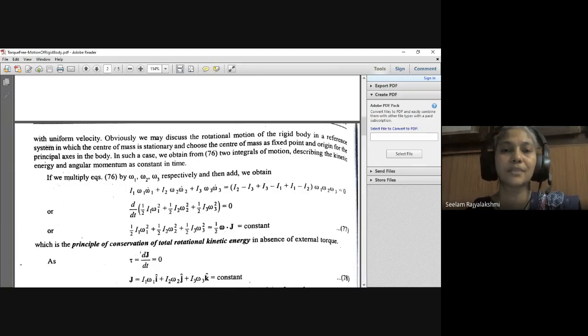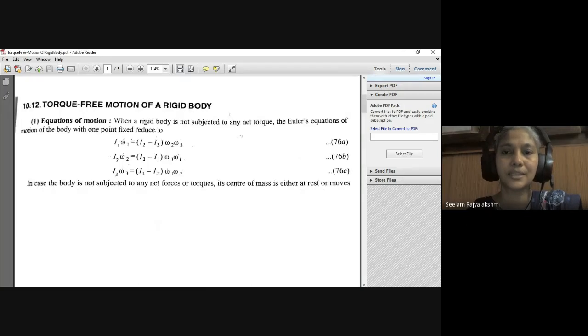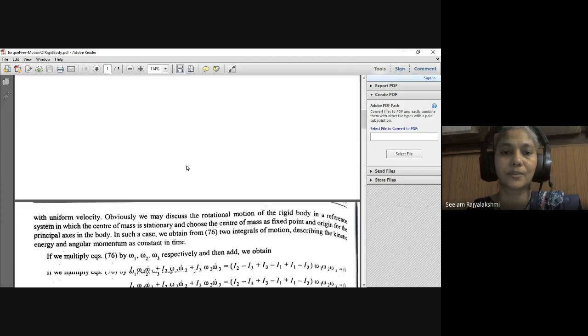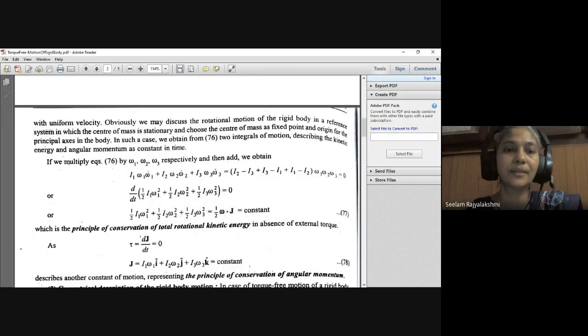So now let us consider equations number 76a, 76b, 76c. These three equations: let us multiply omega 1 with 76a, omega 2 with 76b and omega 3 with 76c. Then add all those equations. Then we will obtain I1 omega 1 dot plus I2 omega 2 dot plus I3 omega 3 dot, which equals (I2 minus I3 plus I3 minus I1 plus I1 minus I2) into omega 1 omega 2 omega 3. Here in the case of RHS, all these positives and negatives will get cancelled. So RHS will equal 0.